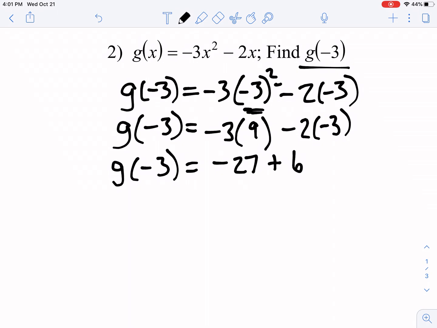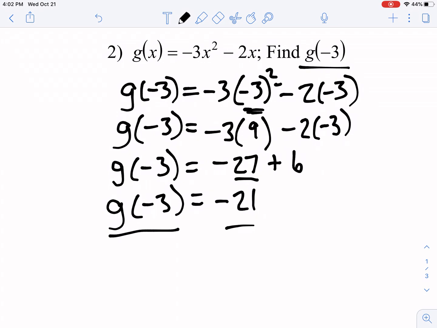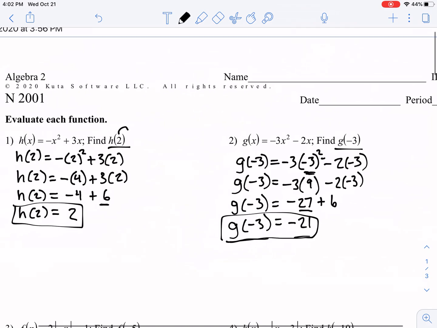Now, the last step here, we would follow our order of operations is to add and subtract. In this case, I have different signs, so what's going to happen when I have different signs? Subtract and keep the sign of the larger value. In this case, 27 is bigger and it's negative. So our answer is going to be negative. Well, what's 27 minus 6? 21. So when my input is a negative 3, my output g of negative 3 is a negative 21. Okay, so that would be my answer. Okay, so that's when we're dealing with a higher power there.